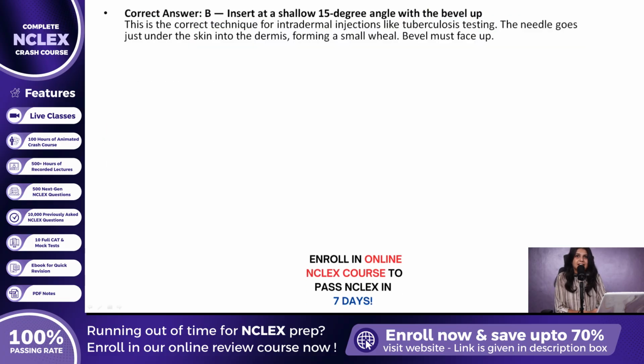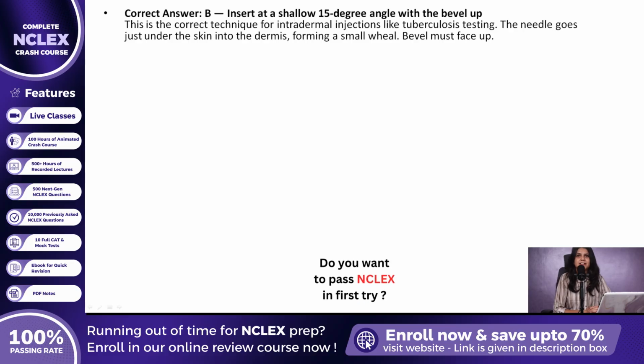Now, here is why this technique is the most accurate for administering a purified protein derivative skin test. When performing an intradermal injection, such as the one used to screen for tuberculosis, the goal is to introduce the fluid just beneath the surface of the skin, into the dermis, without going deeper. The bevel must face upward, and the needle should be inserted at a very shallow angle, typically between 5 to 15 degrees. This creates a small, raised wheal or bleb, which confirms correct placement. If you go too deep, the medication enters the subcutaneous tissue or muscle, which would invalidate the test.